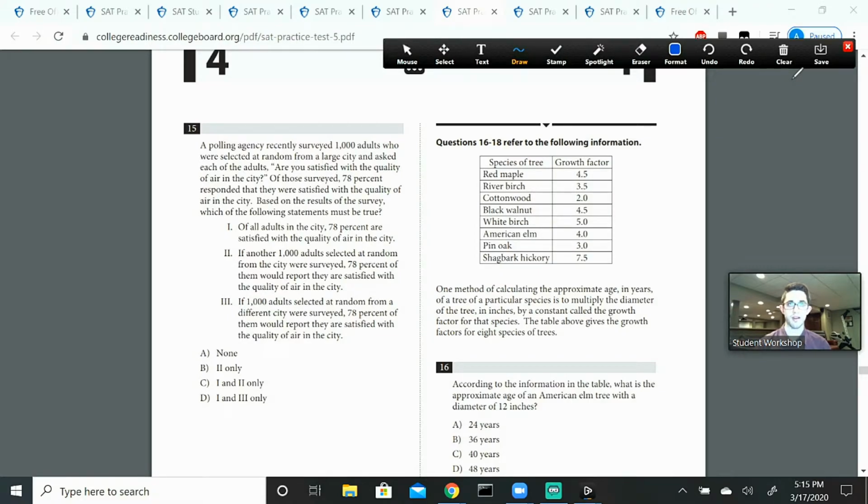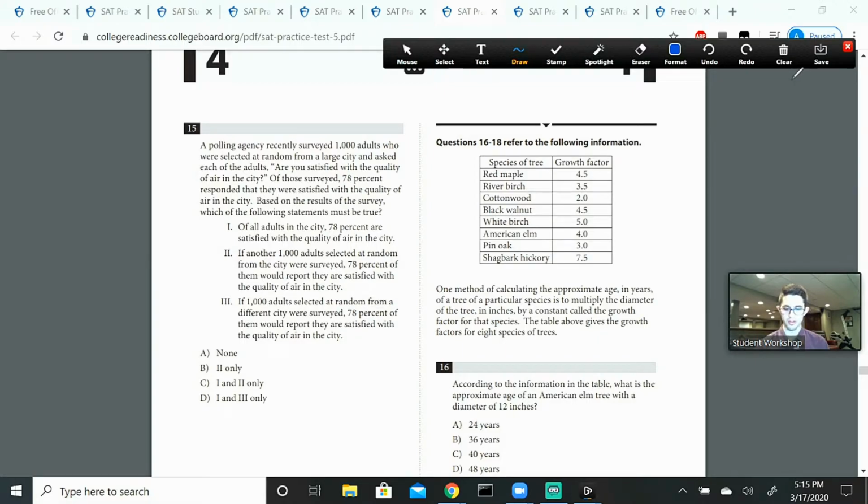Similar thing. You could get a really grumpy group, or you could get a really happy group. And in these statistics ones, you want to think in absolute extremes, because they're saying which one must be true. And that one definitely does not have to be true. We don't know. You would have to get the same 1,000 adults to be sure that it would be true. And they're saying they did it randomly, so that would not work.